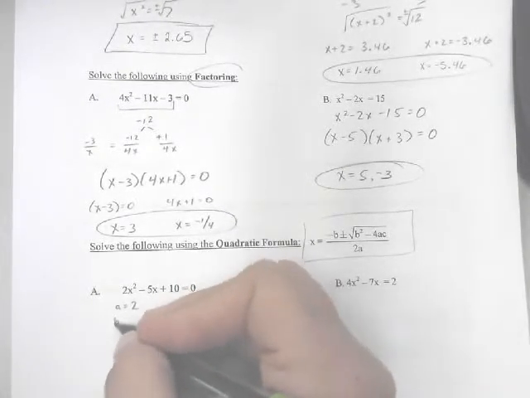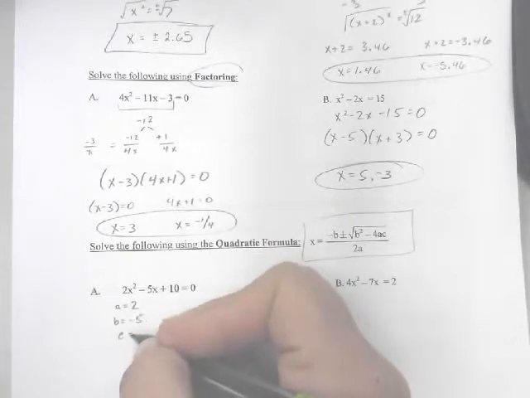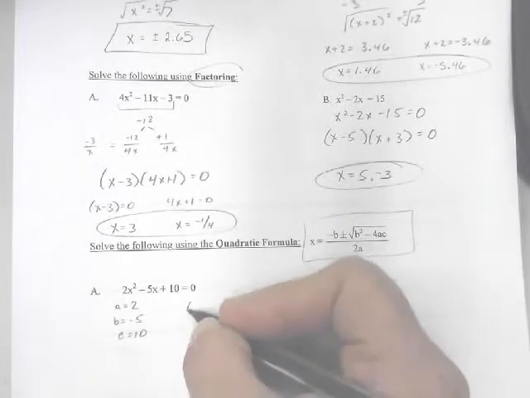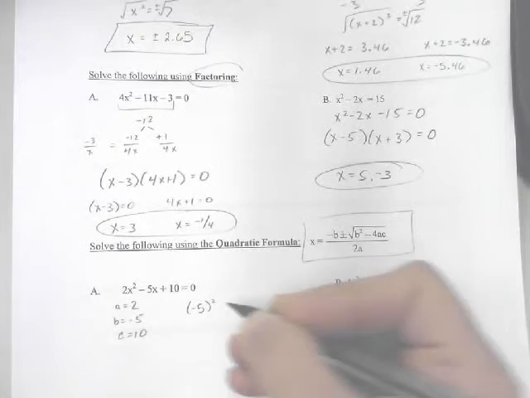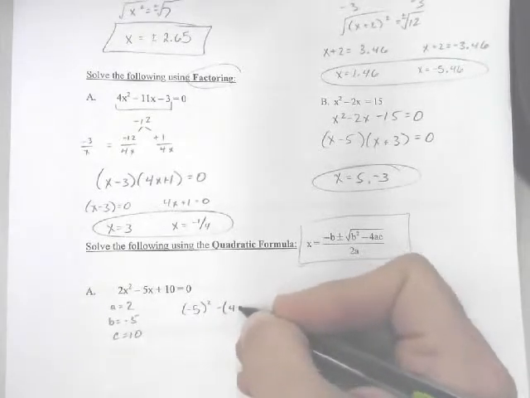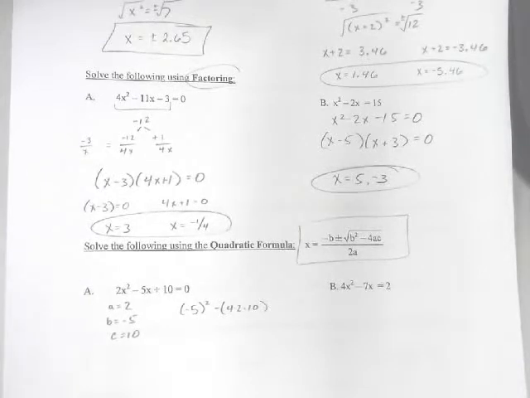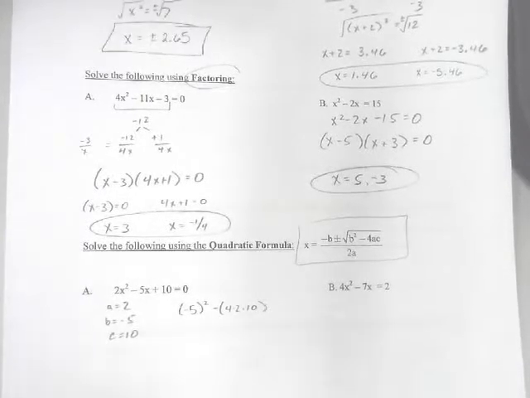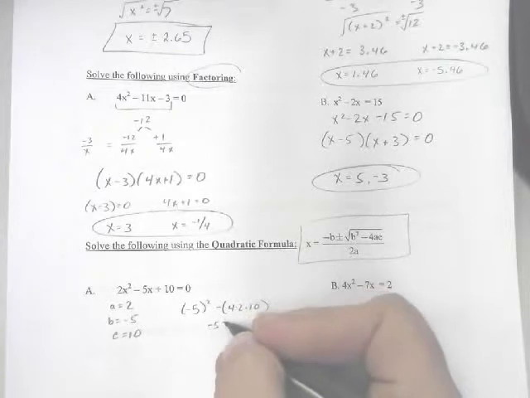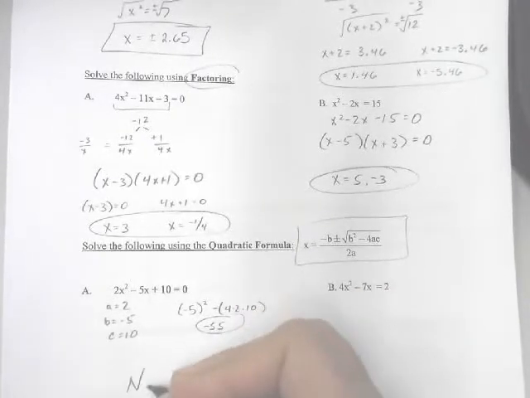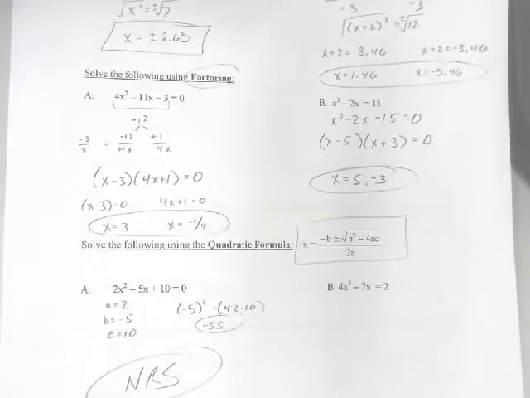A is 2, B is -5, C is 10. Remember, I keep asking you to find the discriminant first, so -5 squared minus 4 times 2 times 10, using my calculator. I'm getting -55. Oh, it's a negative value, NRS.